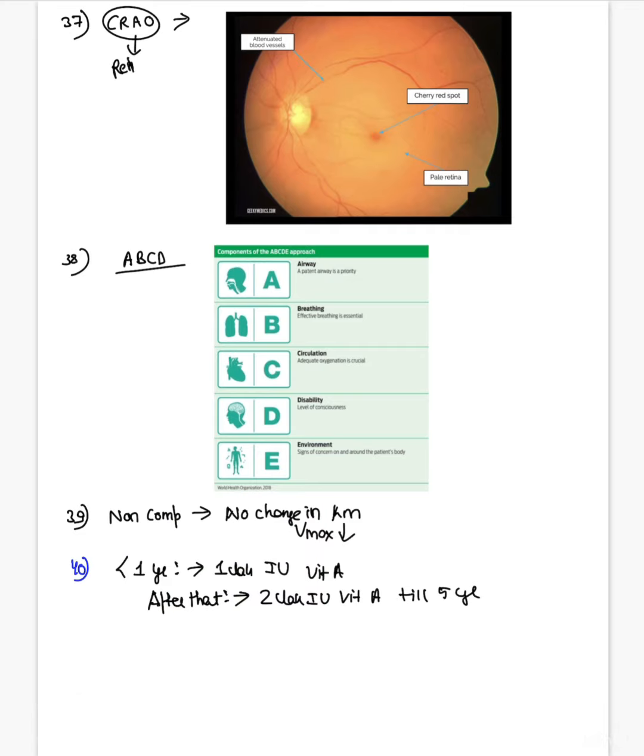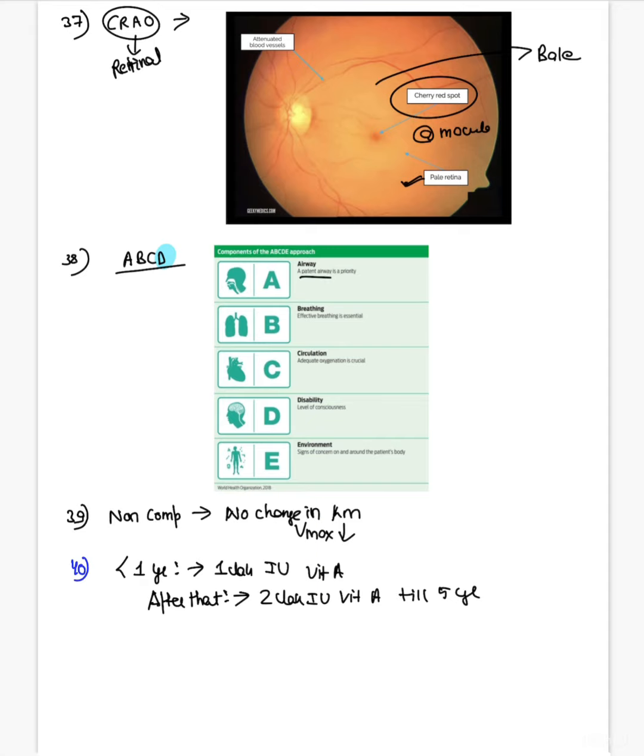Try to think for yourself: if the retinal artery is occluded, what will happen? Blood will go less, that is, the retina will look pale. As a result, there is a cherry red spot that is present at the macula. This I have discussed so many times in my past videos. And you see the presence of attenuated blood vessels. Then they asked you what is the meaning of D in the ABCD?